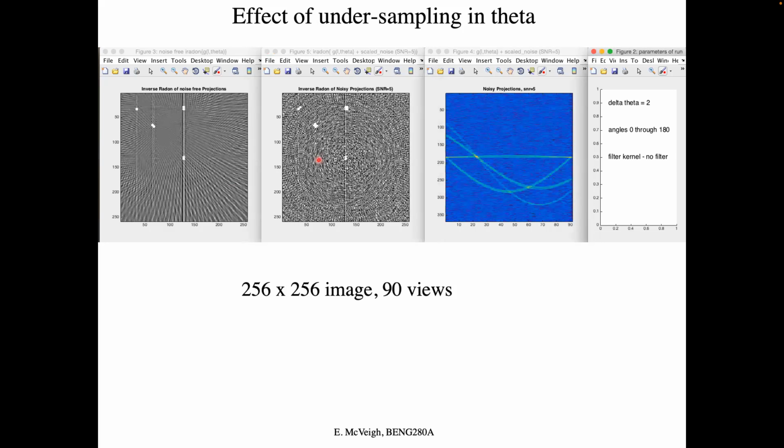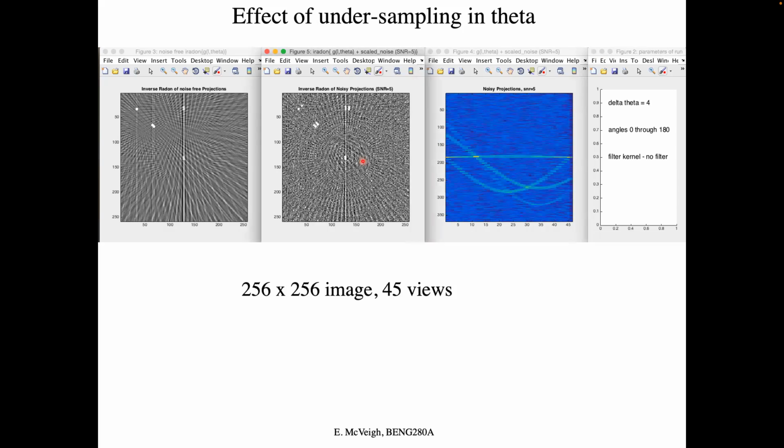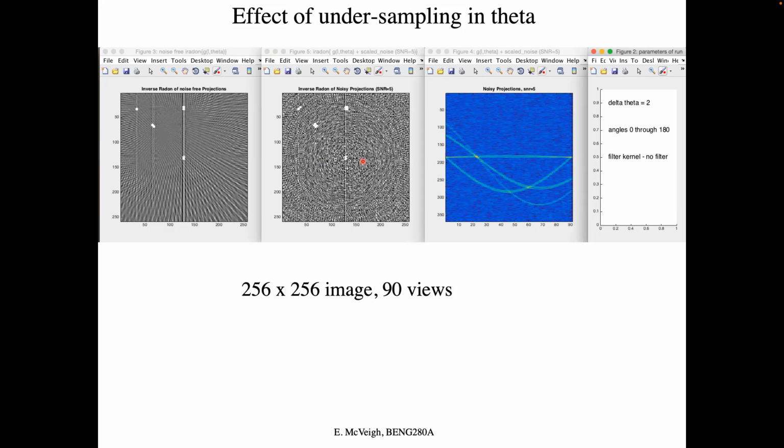So let's go up to 90 views. Now I have 90 angles along here. This is my L direction again. Oh, in fact, it looks like I have 360 detector elements along here. Sorry about that. It's not 256, it's 360. And then this is 90 views along here. The image is 256. And it changed, right? From 45 to 90.